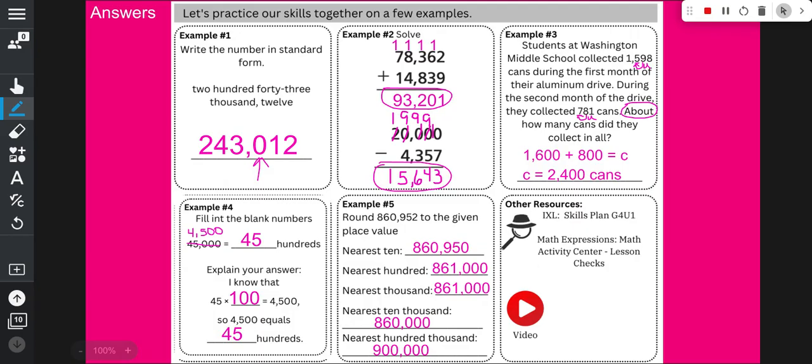Rewatch the video if you need to. Work on any IXLs in Grade 4, Unit 1 Skills Plan. Practice any of the Math Activity Center lesson checks in Think Central. Otherwise, good luck.